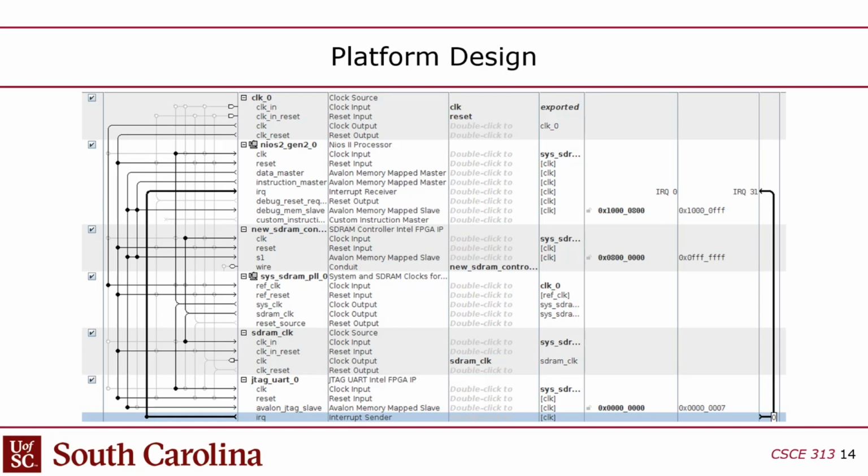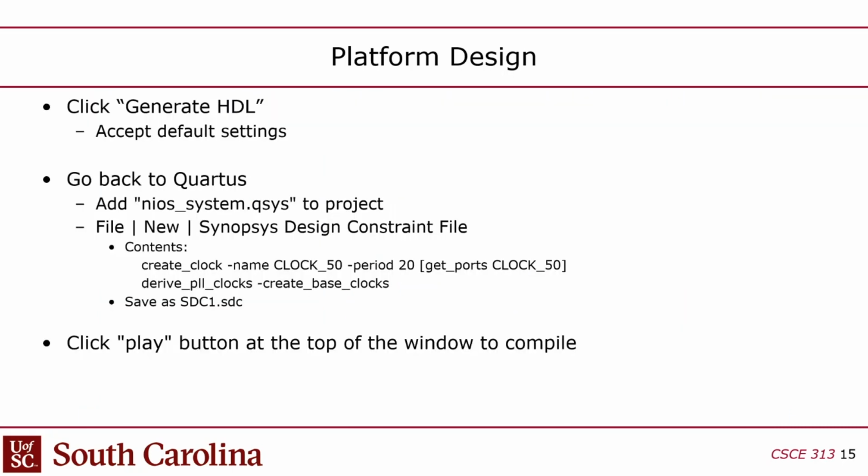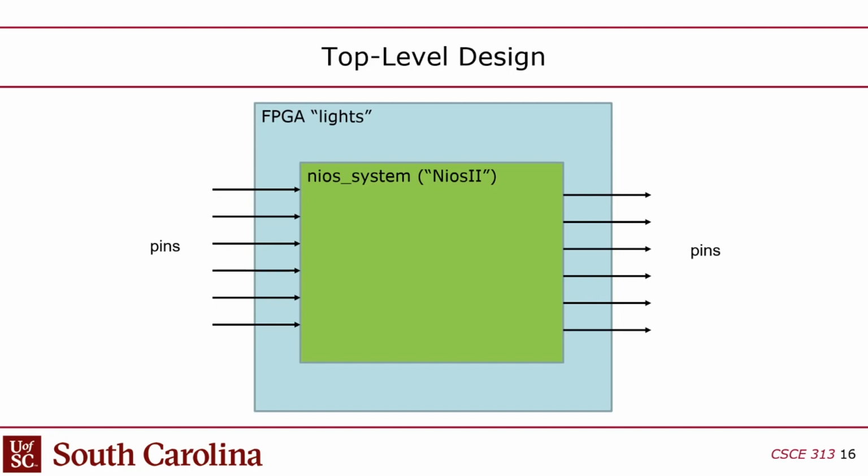Okay, so yeah, we've got a bunch of stuff, and then you have to make these connections manually, and I'll show you how to do that. And then you generate HDL, and that's when it generates the Verilog HDL that you actually program onto the FPGA.